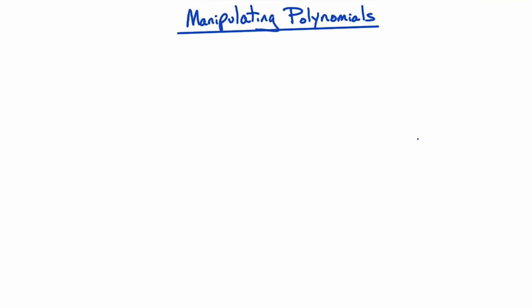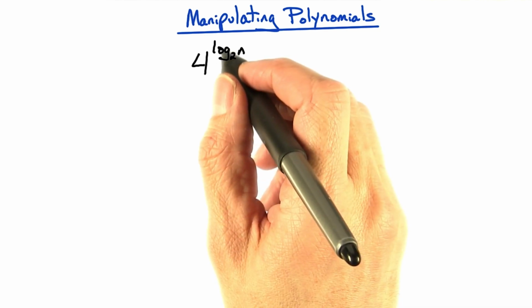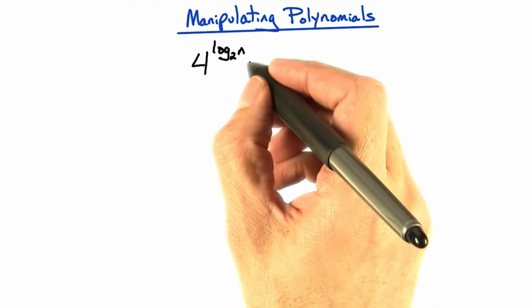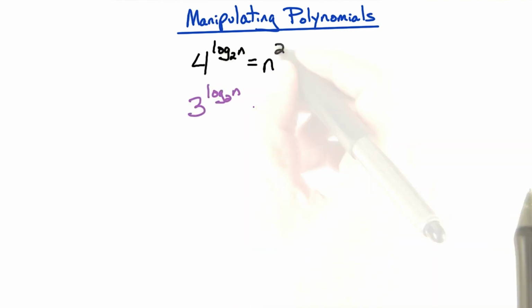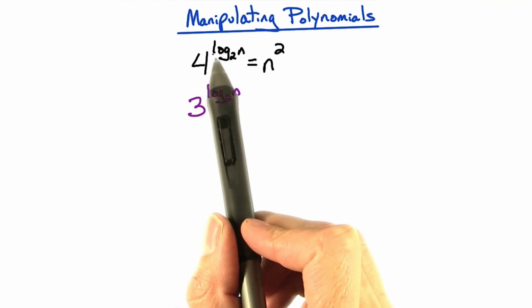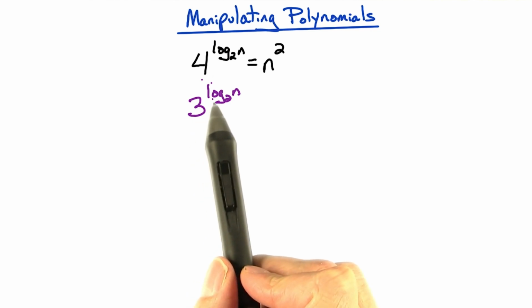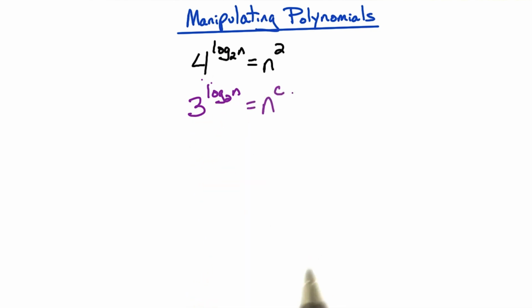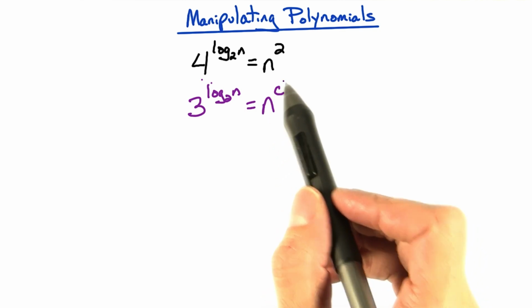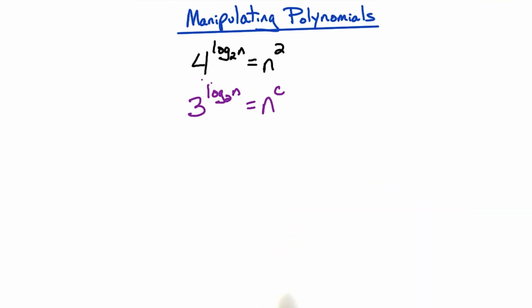The final tool that we'll need is manipulating polynomials. What we saw in the previous example is that 4 raised to the power log base 2 of n is the same as n squared. Now that example is quite straightforward, but we're going to have other examples, such as 3 raised to the power log base 2 of n. And we want to convert this into n to the c for some constant c, and figure out what this constant c is.